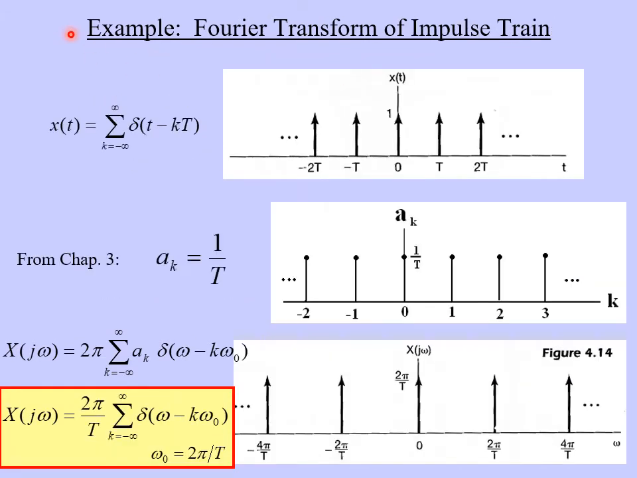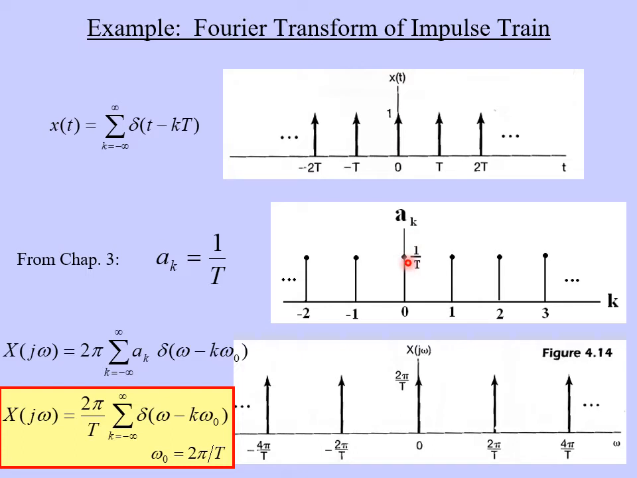This was another example that we did back in chapter 3, so we're going to borrow the results from that. This is an impulse train. We've got a sequence of impulses in time. That's our signal. And back in chapter 3, we found that the Fourier coefficients were all equal to 1 over T, where T is the period. So the Fourier series coefficients look something like this. It's also sort of like an impulse train, and every value is 1 over T.